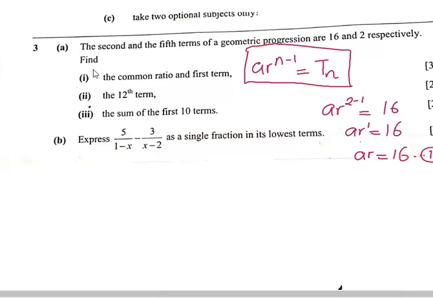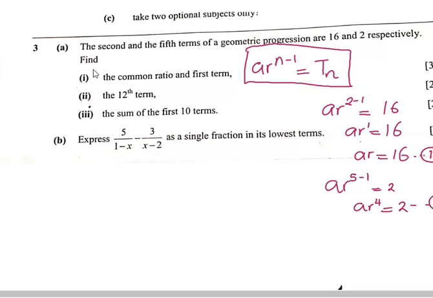Then you go further and do the same for the second one. We say A, now we want the 5th term, okay? So the 5th term, we're going to say 5 minus 1 is equal to 4. So this gives us A R to the power 4 is equal to 2. So this becomes our second equation, okay? So now we have to work out for A and R simultaneously.